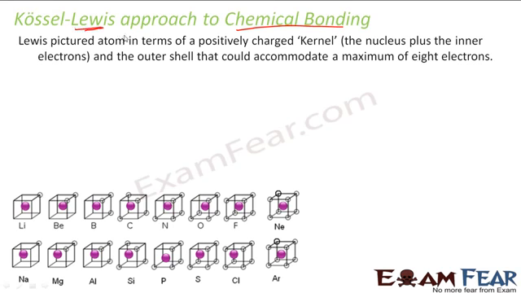So what this guy did was he assumed that the nucleus plus the inner electrons as one kernel. Please note, the nucleus plus inner electrons were one kernel, and the outer shell could accommodate at the max 8 electrons. Please note that this is not true for all cases in real life. But this is just a theory to explain, and this explains most of the chemical bonding, because we have scenarios where this theory is proved to be wrong.